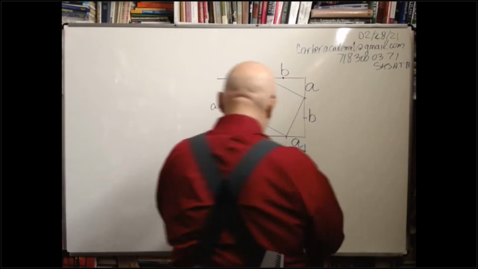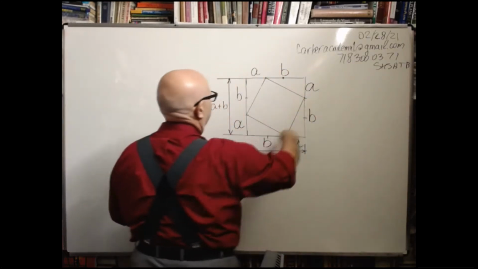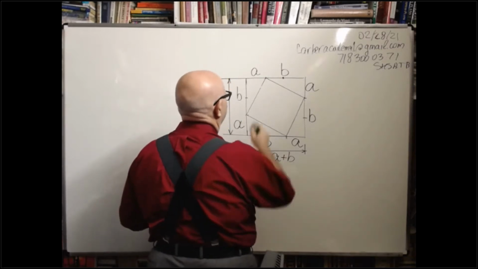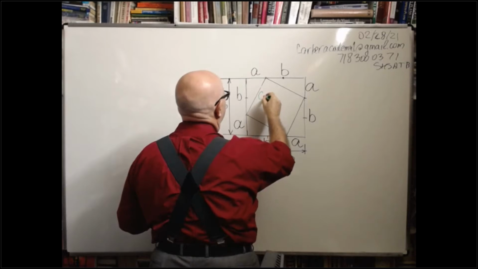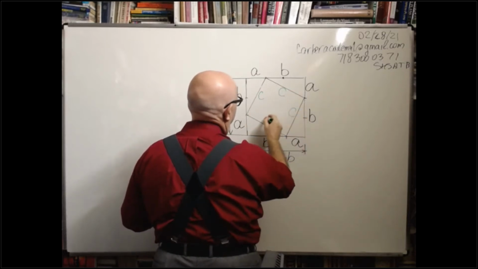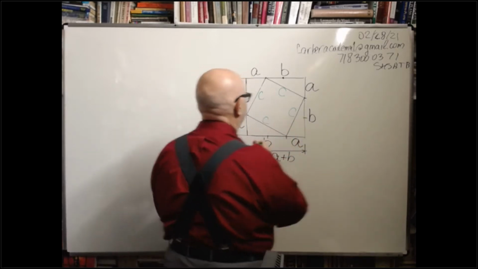Let me make one more step. I will name this side of this small square, let's say c, c, c, and c. So you have everything here: the side of the base, the side of the top.